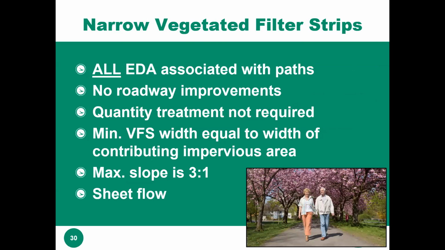We also have these narrow vegetative filter strips, which you should really consider if you're doing bike paths or sidewalks. If all the EDA is associated with some path, some bike path or sidewalk, and we're not talking about a roadway project, you can use these BMPs, which make a lot of sense. If you have a 4-foot sidewalk, you don't want to be putting in a bioretention cell or a detention basin when the 4 feet of grass next to it's probably doing all the work. And that's an important thing.